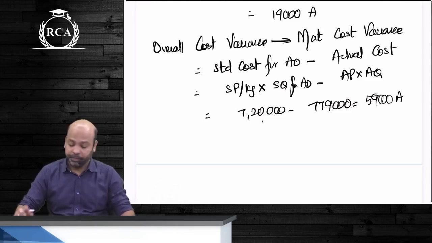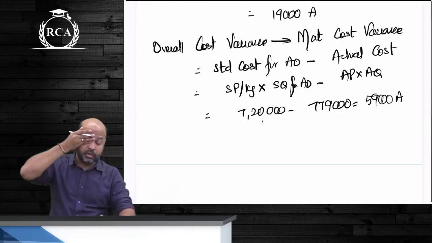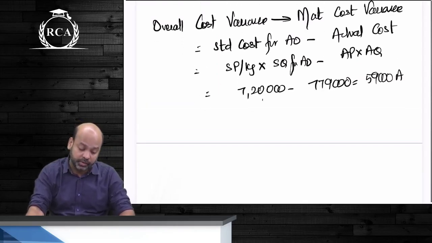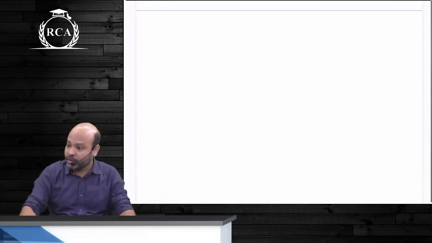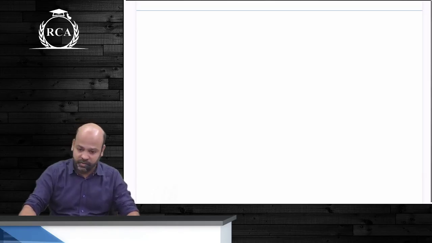Yes or no, guys? Now, moving on to the next concept here. What we have just done is material cost variance being segregated into material usage variance and material price variance. Now we will be segregating material usage variance into two parts further. One is sub-usage variance, the other one is mix variance.